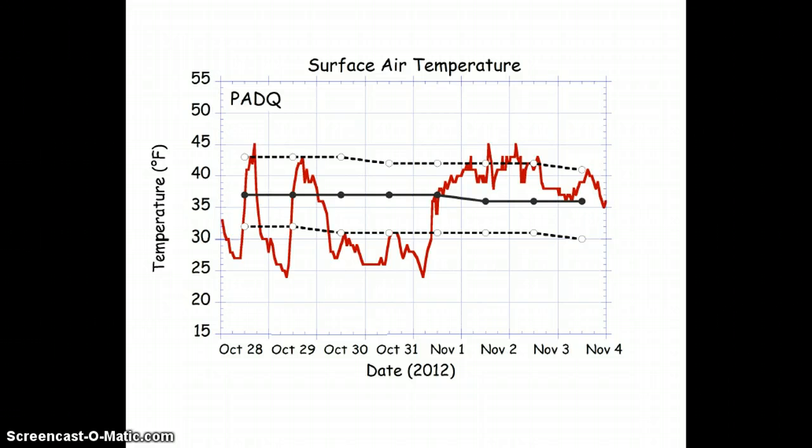So the climate's average daily temperature for the 28th is 37 degrees, which brings a daily temperature range for the 28th to be at about 11 degrees Fahrenheit.